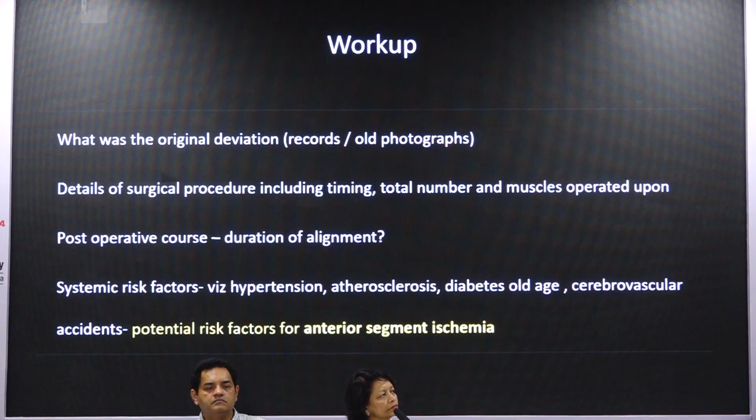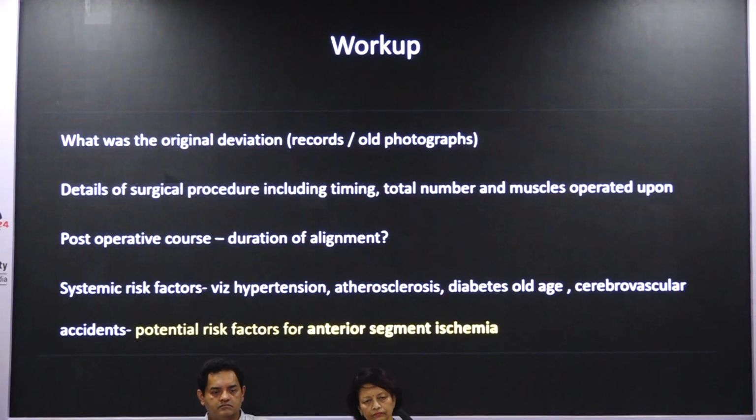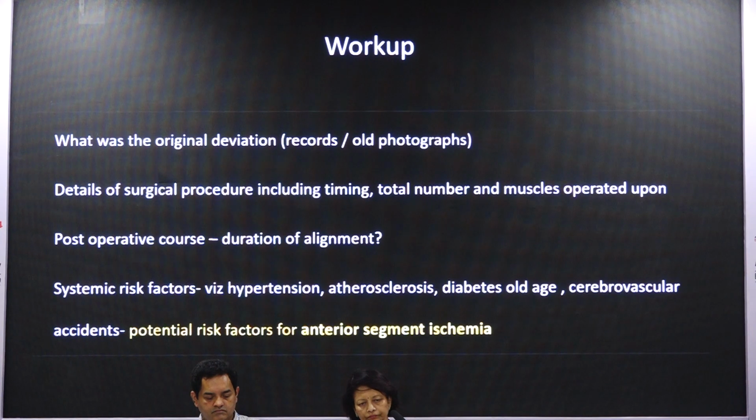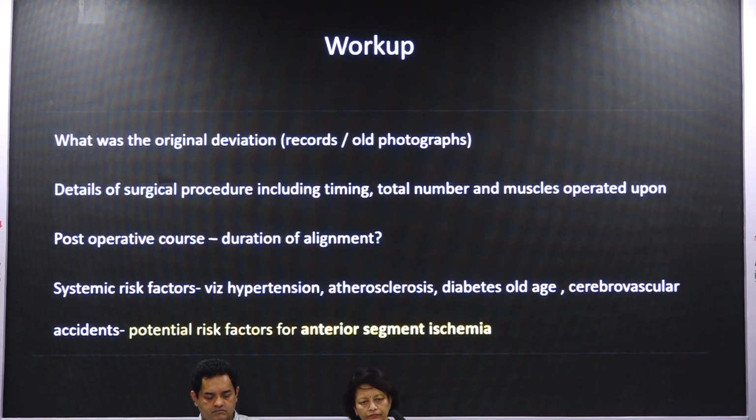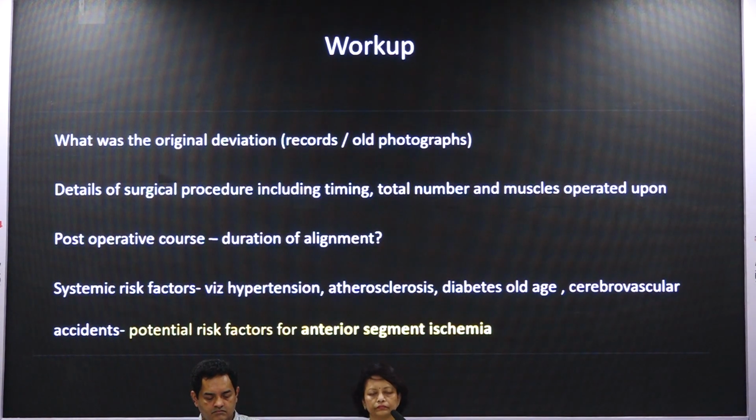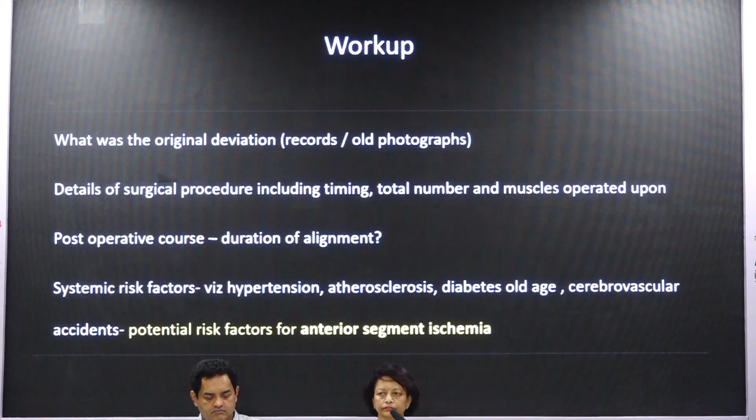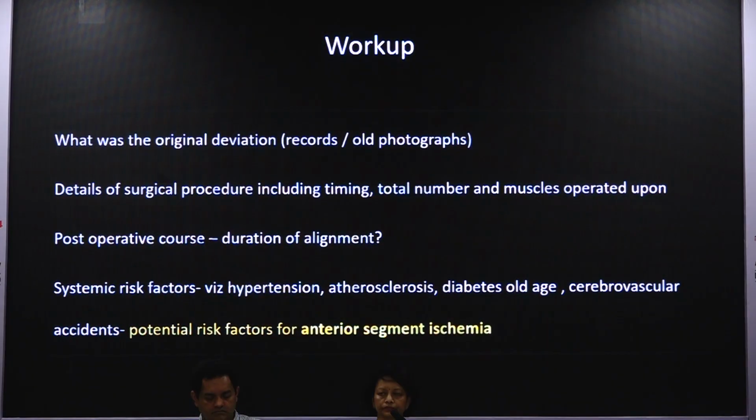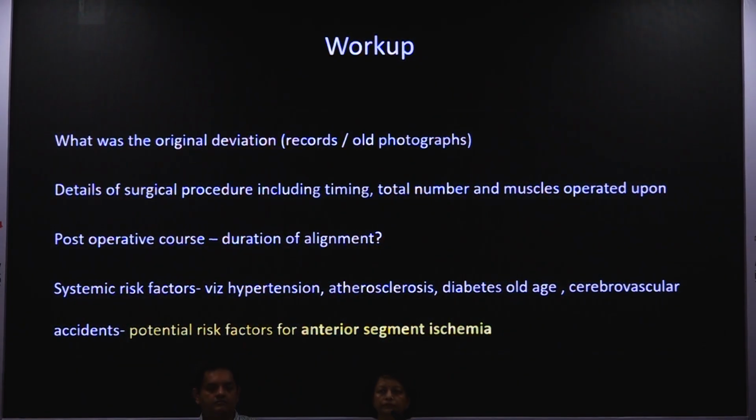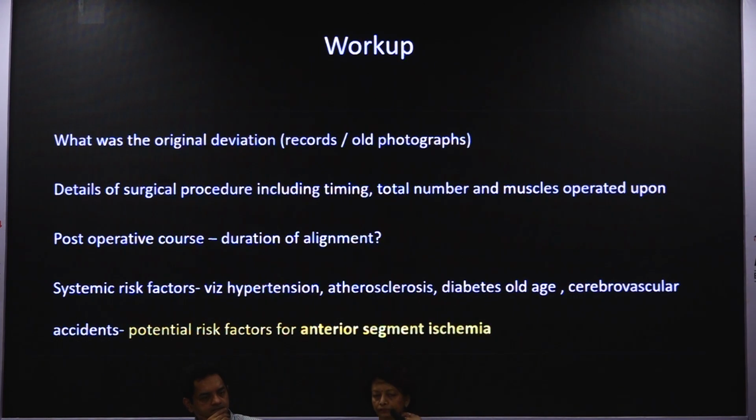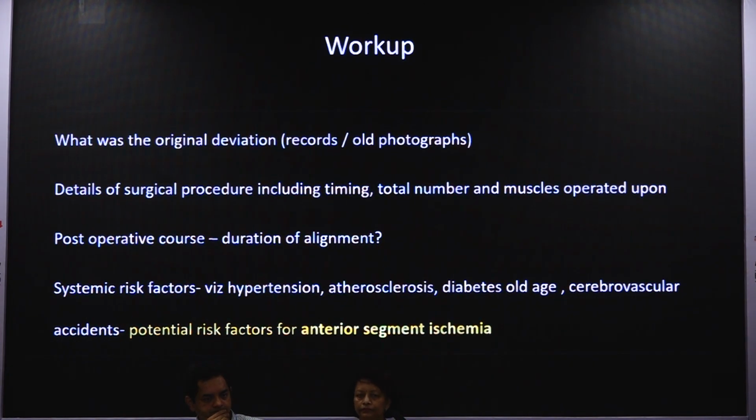Your workup becomes the single most important impact when you're planning. So if possible, unfortunately often we don't get that, what was the original deviation? How much was corrected? It will give us an idea of the impact of the surgery that was done, because you'll get an idea of the status of the muscle. Because in paralytic strabismus, you're not really dealing with the normal conventional dose response curve. So you are going to struggle with your planning. So that's where the first modification will happen.